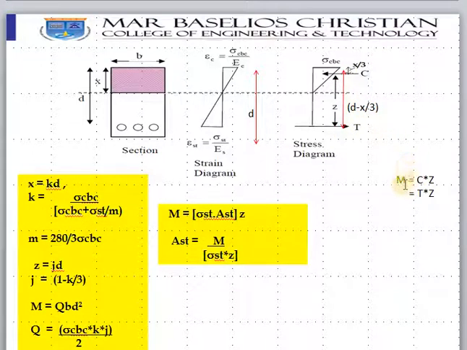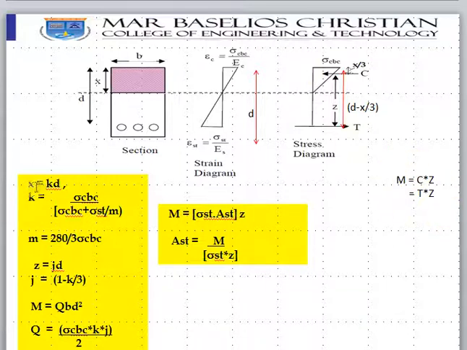For finding the moment, the moment is nothing but T into Z or C into Z. Both ways we can find it, from the tensile side and from the compressive side. So this is what we need.